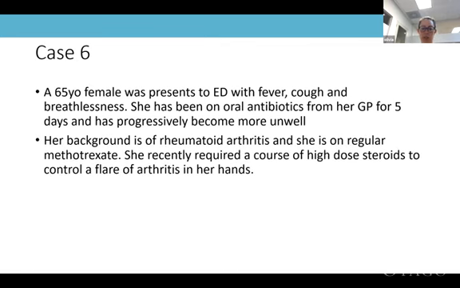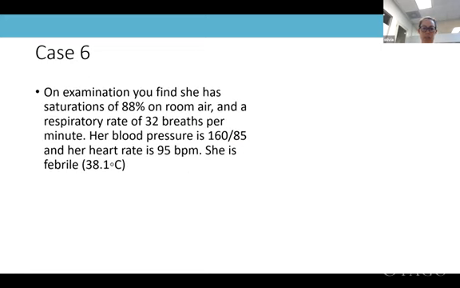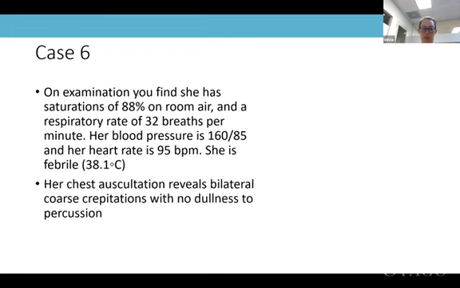Background is that of rheumatoid arthritis, and she is currently on regular methotrexate. And recently she required a course of high-dose steroids to control a flare of arthritis in her hands. So you go to examine her and find that she's got SATs of 88% on room air, respiratory rate of 32 breaths per minute, blood pressure is normal, heart rate's fine, but she's febrile at 38 degrees.